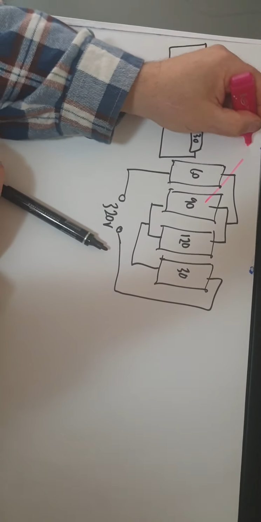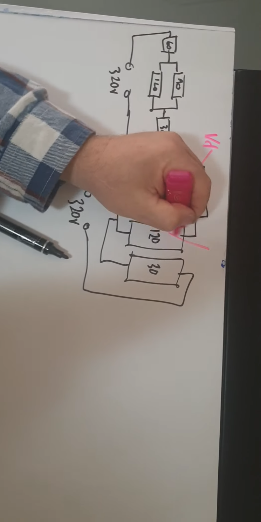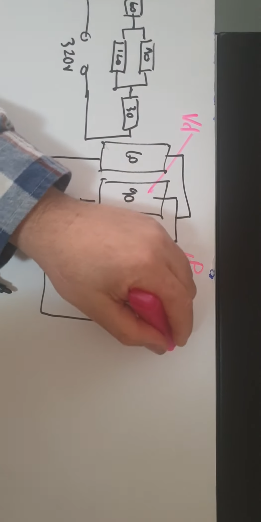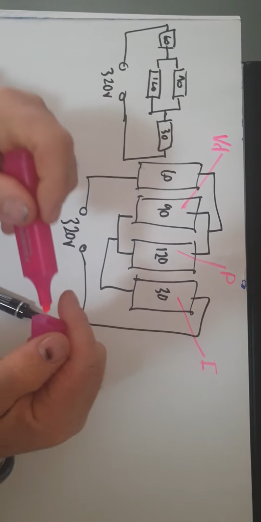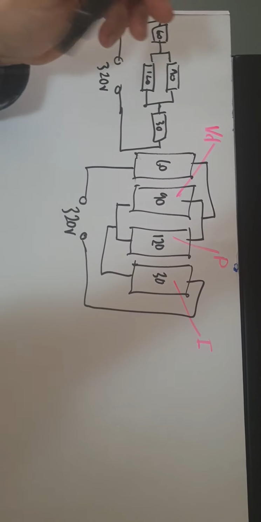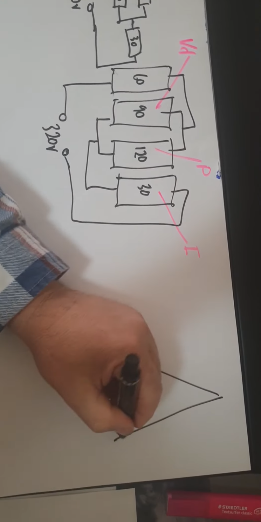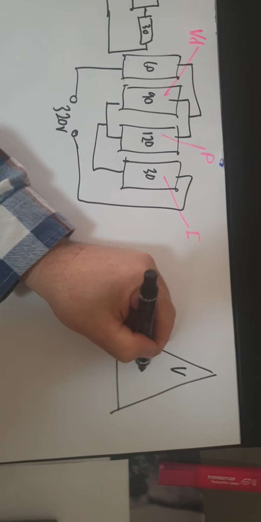So what they've asked is we need to find the voltage drop of this, the power of this, and the current of this. Right, so we're just going to break it down, have a look again. So let's go back to the start again, where we always start off with.